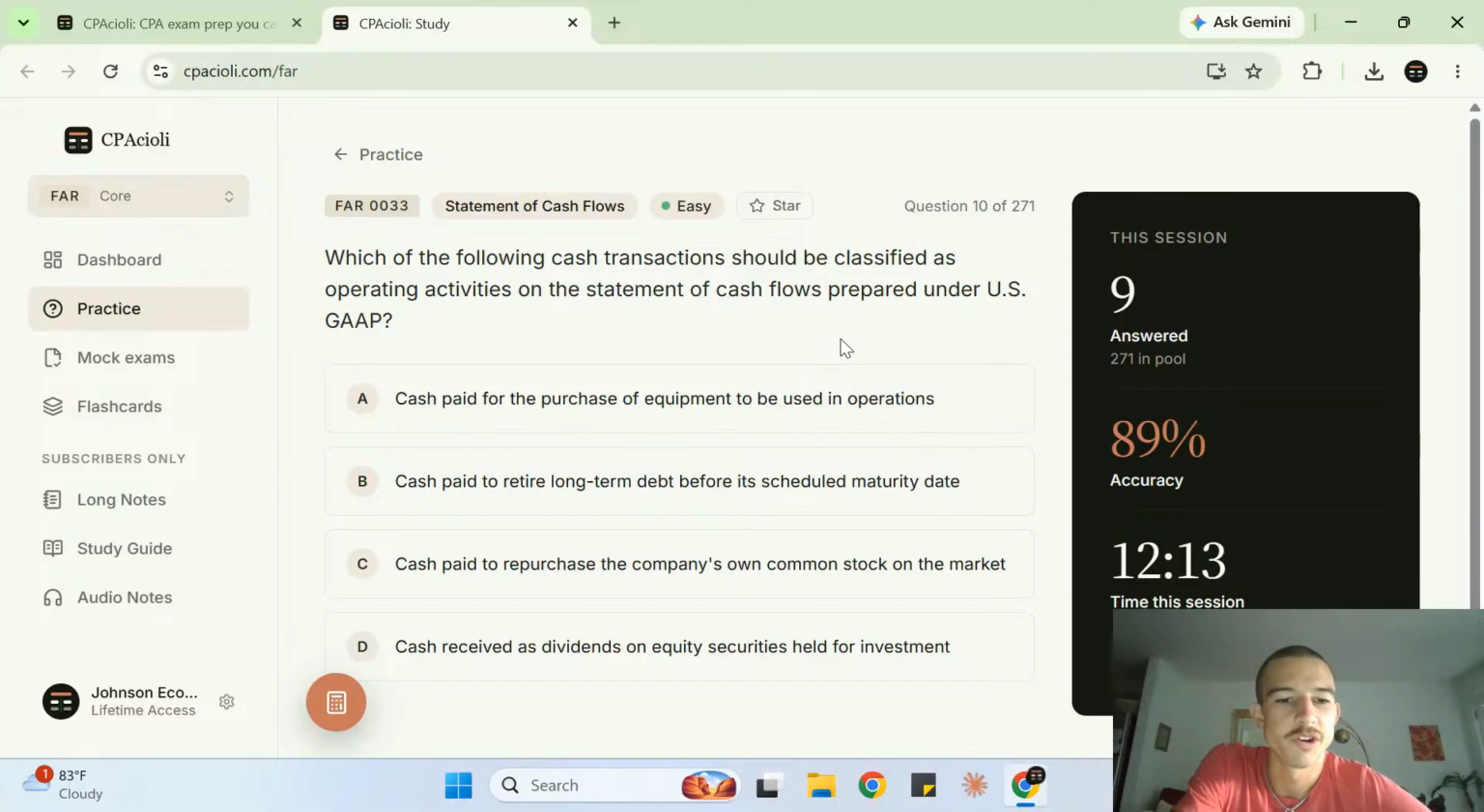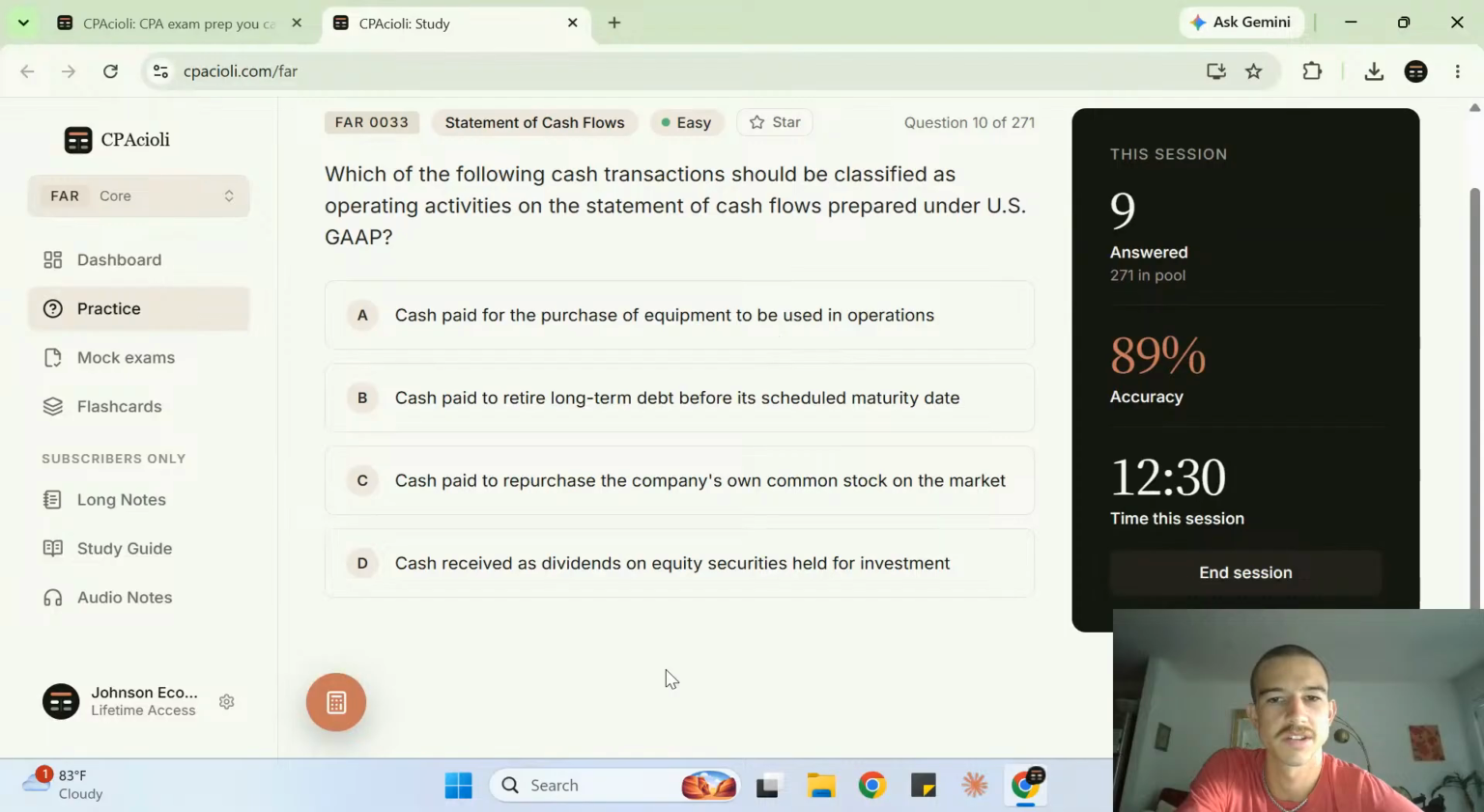I think we only missed the first one so far. It's pretty good. Which of the following cash transactions should be classified as operating activities on the statement of cash flows? Cash paid for the purchase of equipment, that's investing. Well, it's to be used in operations, I think it's still investing. Cash paid to retire long-term debt should be financing. Cash paid to repurchase the company's own common stock on the market should be financing.